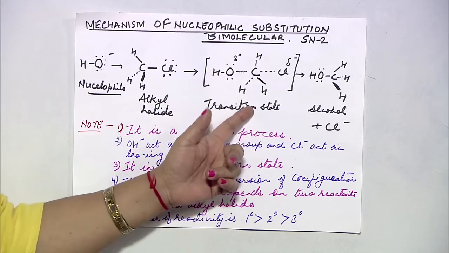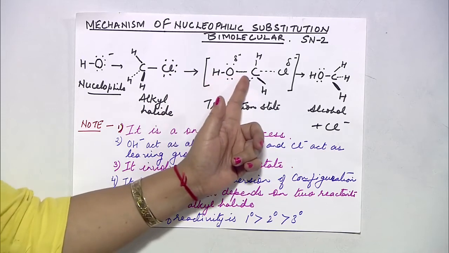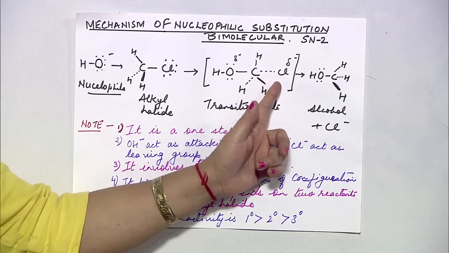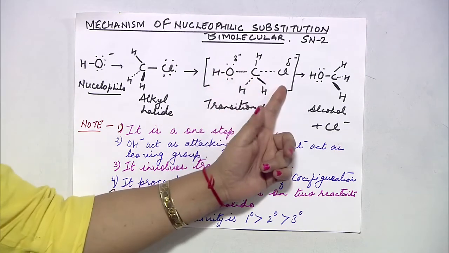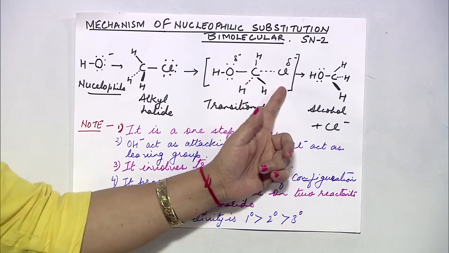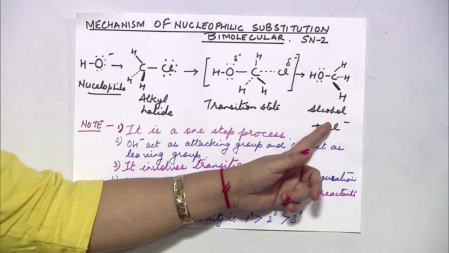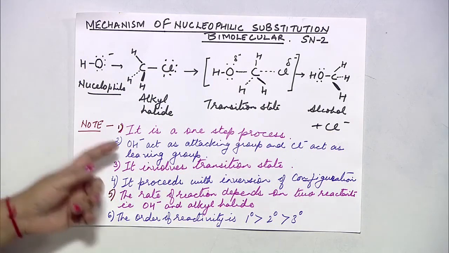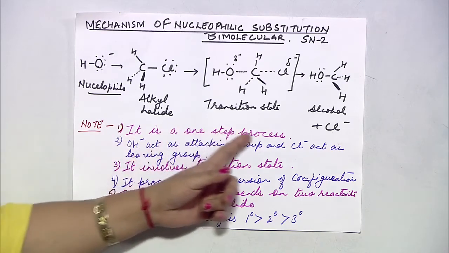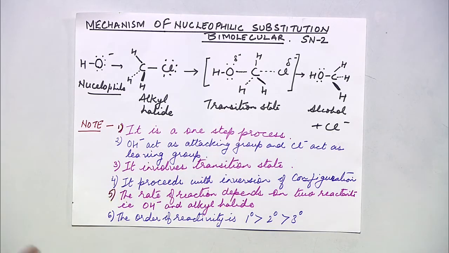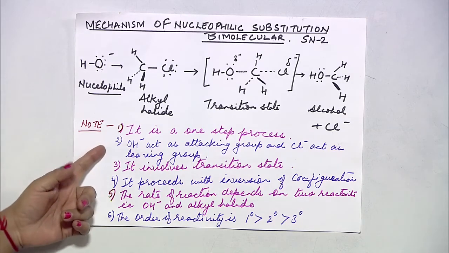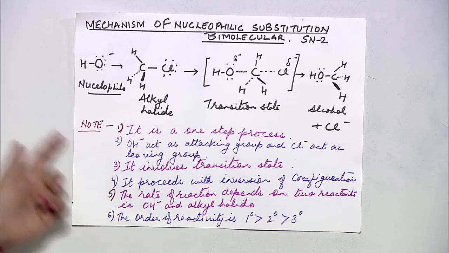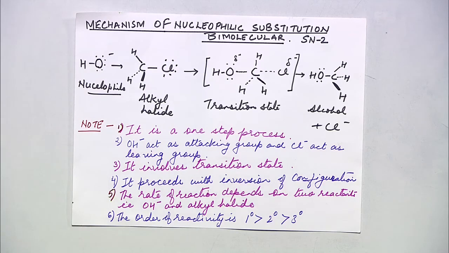So, what is happening in this state? OH is attacking the carbon and chlorine will leave the carbon. So, OH is called the attacking group and chlorine is called the leaving group. So, it will finally form alcohol. Please note down that most importantly, it is a one-step reaction. It is a single step process. OH here is acting as an attacking reagent or attacking group and chlorine acts as a leaving group.